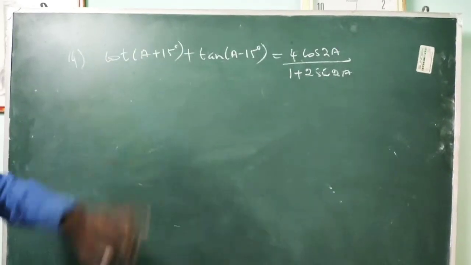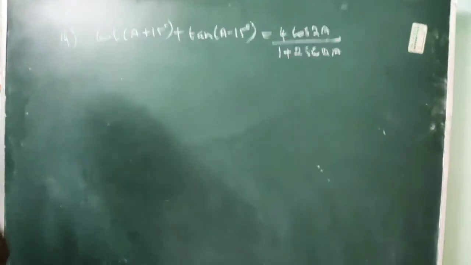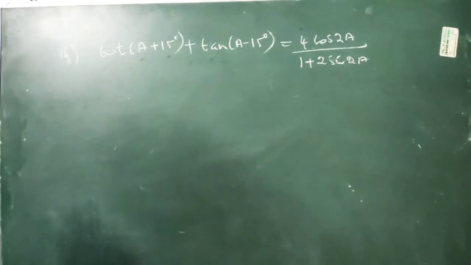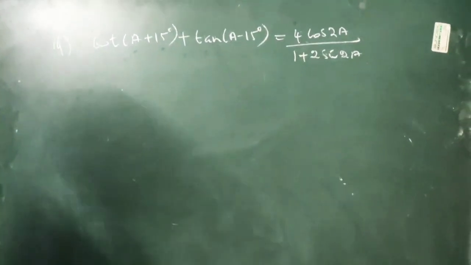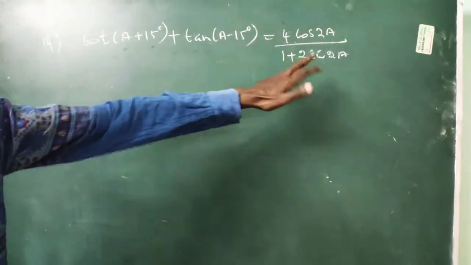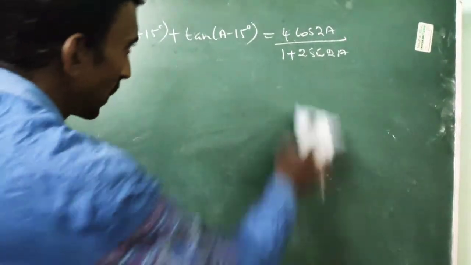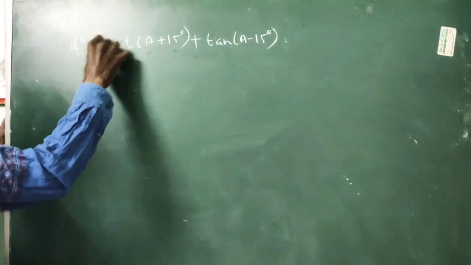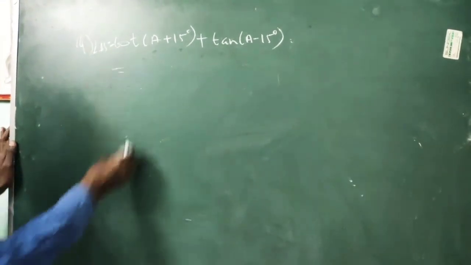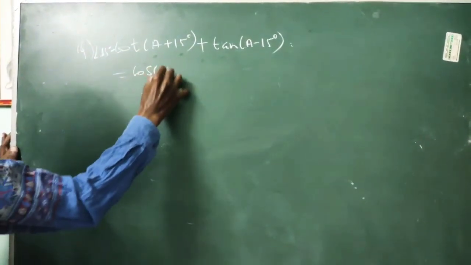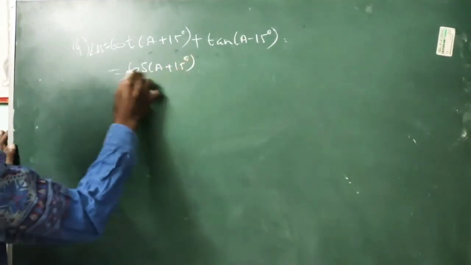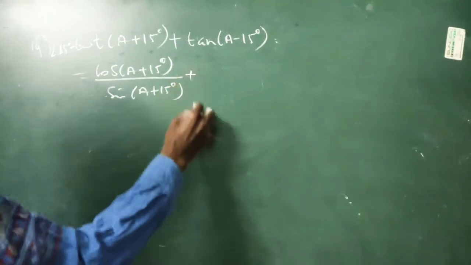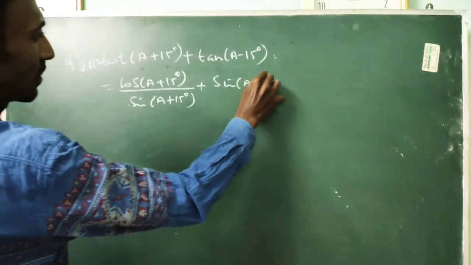Number 14 in the exercise 3.6. The question is, show that cot(a plus 15 degrees) plus tan(a minus 15 degrees) equal to 4 cos 2a divided by 1 plus 2 sin 2a. So basically take the LHS. So LHS is equal to, cot can be written as cos by sin, tan can be written as sin by cos.